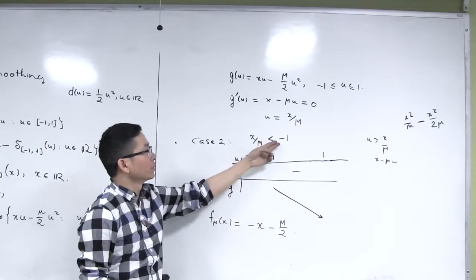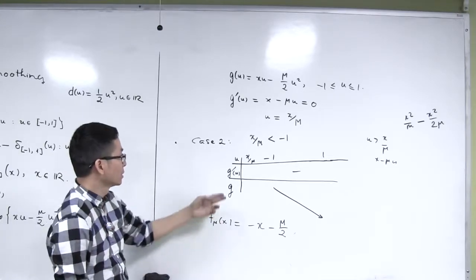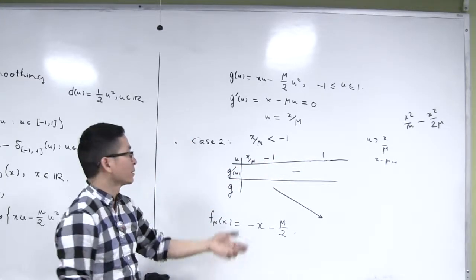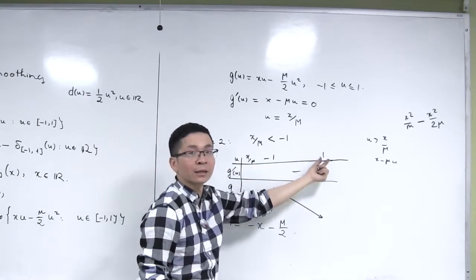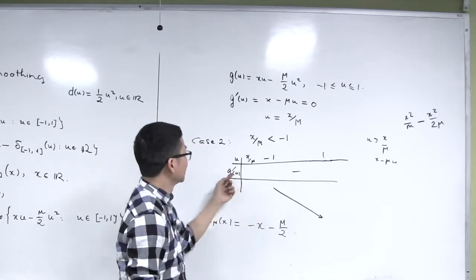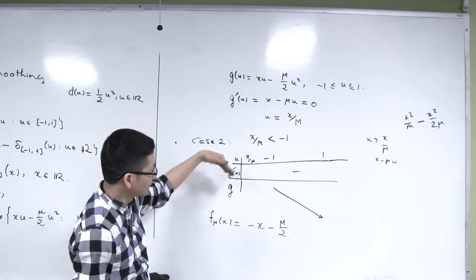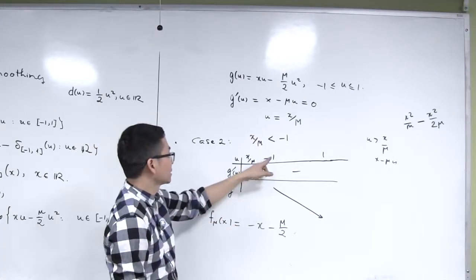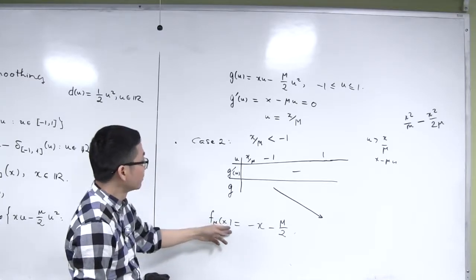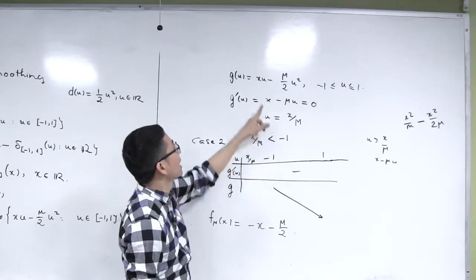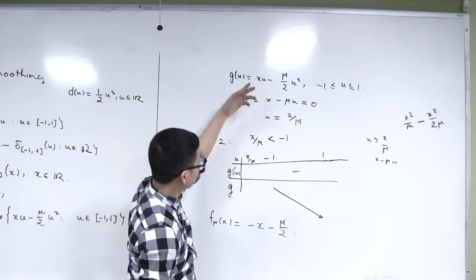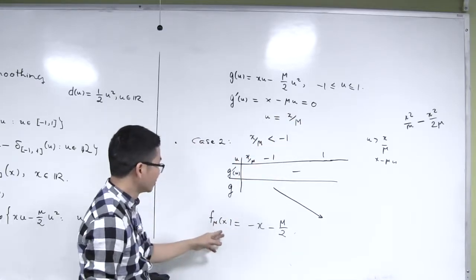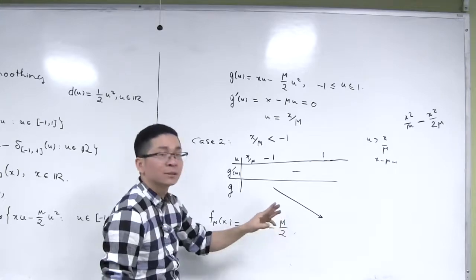In the case where x over mu is less than minus 1, we have the following table. So this is x over mu, this is minus 1, and this is 1. And remember that we only consider u in the interval from minus 1 to 1. You can easily see that in this interval, g prime is always negative. Therefore, the function g is monotone decreasing. Therefore, it has an absolute maximum at minus 1. In order to find f mu of x, we only need to replace u by minus 1. So f mu of x is x times minus 1 minus mu over 2 times minus 1 squared. So f mu of x is equal to minus x minus mu over 2.